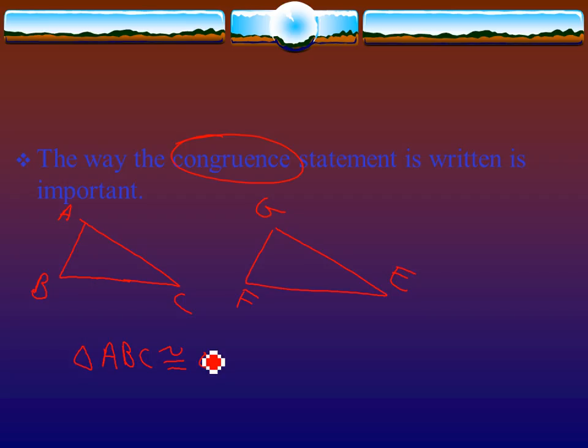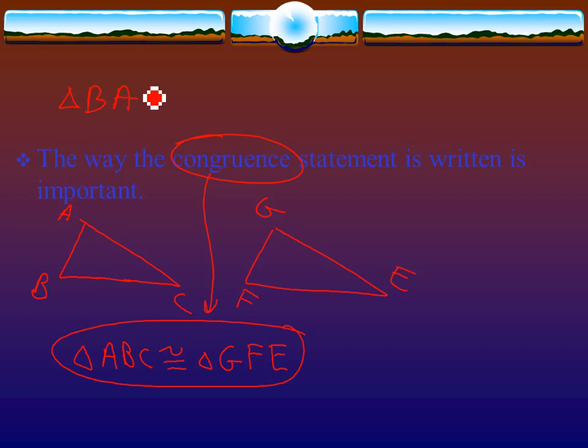So A over here is going to match up to what in that other triangle? G. B over here is going to match up to what? And then C over here is going to match up to what? So when you write that congruency, that's what this is right here. That's called the congruency statement. When you write that congruency statement, you have to make sure you match up the two triangles correctly. So let's do this, what if I said triangle BAC? How would you have to name the second triangle?